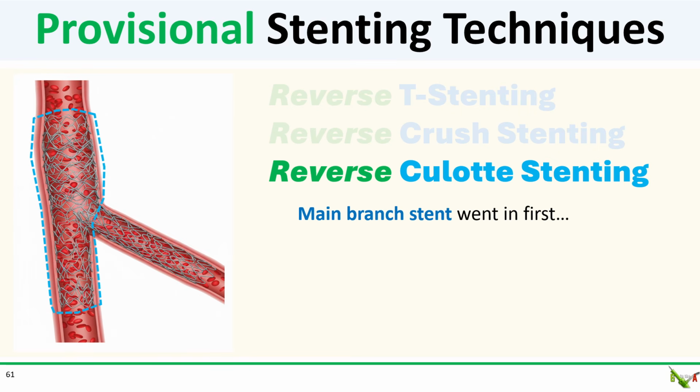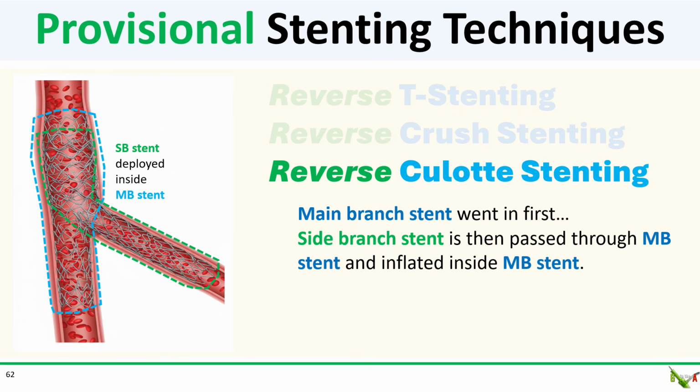There is also reverse Culotte stenting. Again, that main branch stent went in first. The side branch stent is then passed through the main branch stent and inflated inside the main branch stent. So again, that means that in reverse Culotte stenting, the proximal side branch stent is deployed inside the proximal main branch stent. This is opposite from regular non-provisional Culotte stenting, where it is the proximal main branch stent that is deployed inside the proximal side branch stent.